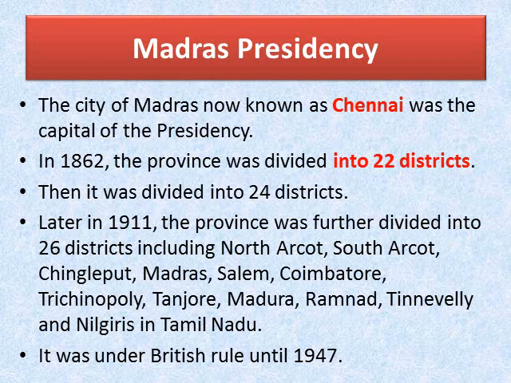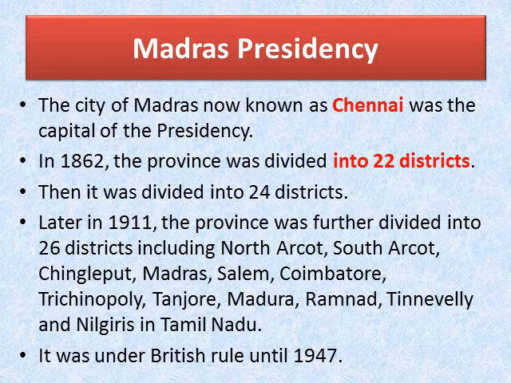including North Arcot, South Arcot, Chingalpet, Madras, Salem, Coimbatore, Tiruchirappalli, Tanjore, Madura, Ramnath, Tinnevelli and Nilgiris in Tamil Nadu. So earlier initially it was 22 districts, two were added, it became 24. In 1911 it was further divided into 26 districts, and that included North and South Arcot, Chingalpet, Madras, Salem, Coimbatore, Tiruchirappalli, Tanjavur, Madura, Ramnath, Tinnevelli and Nilgiris in Tamil Nadu.